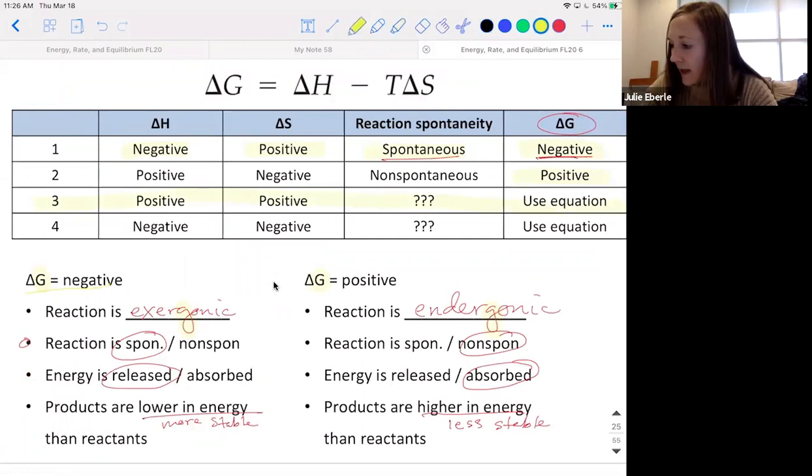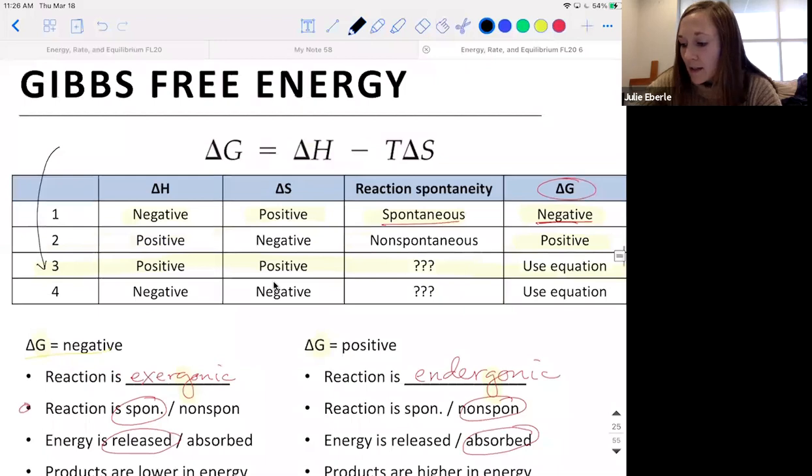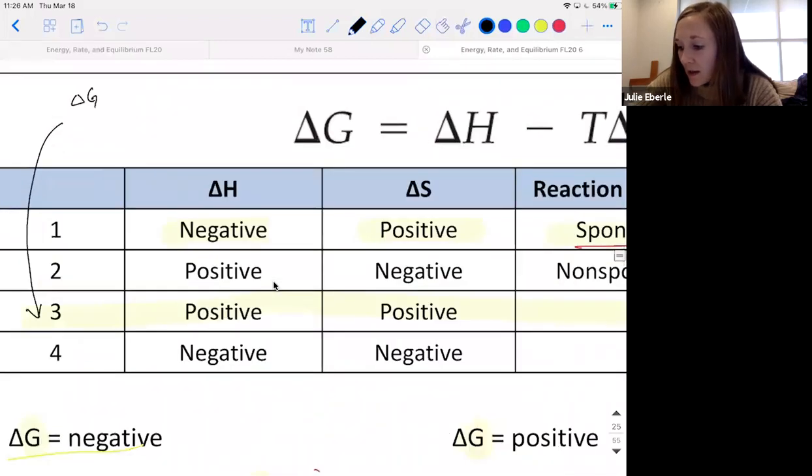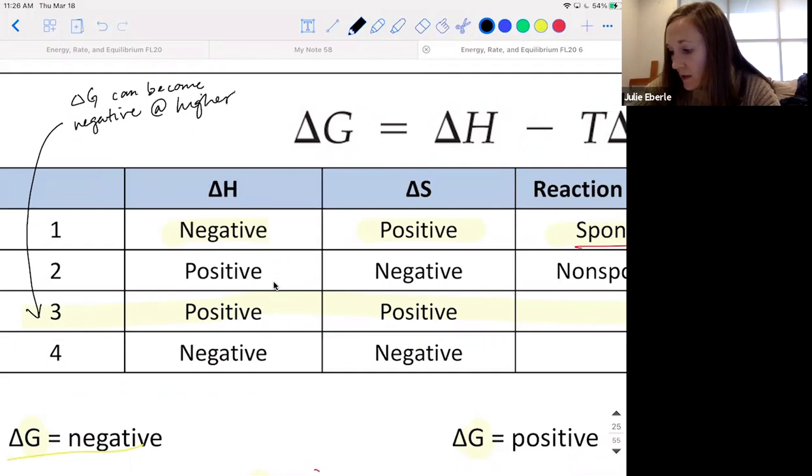Now what's going to happen here, if you did the problem with the 0 degrees Celsius and plugged in the positive 10 degrees Celsius, once you convert that to Kelvin, of course, what you're going to see is eventually you'd calculate a negative delta G. So what we learn from scenarios like this is delta G can become negative. In other words, your reaction can become spontaneous at higher temperatures. That's kind of what this ice problem teaches us.